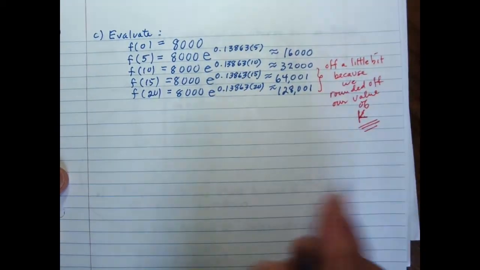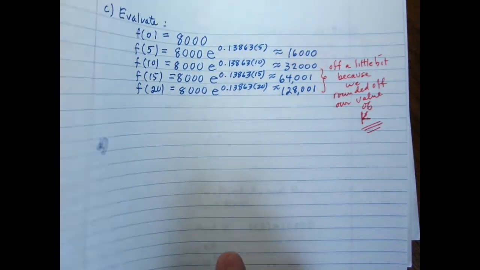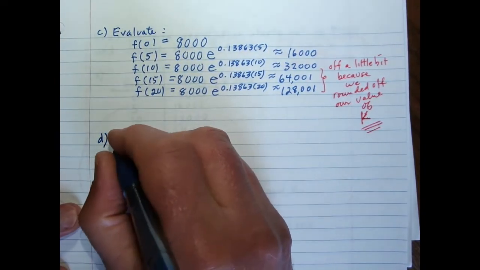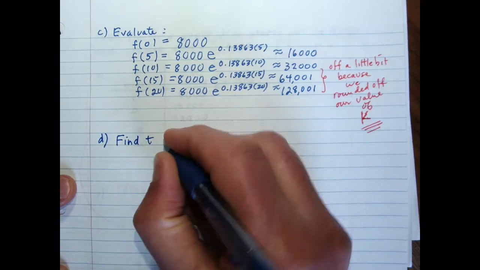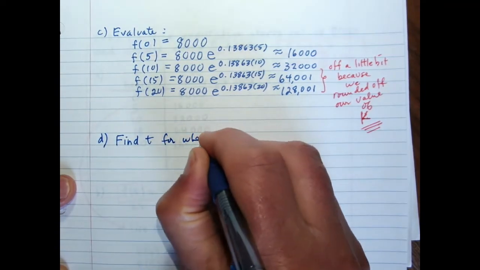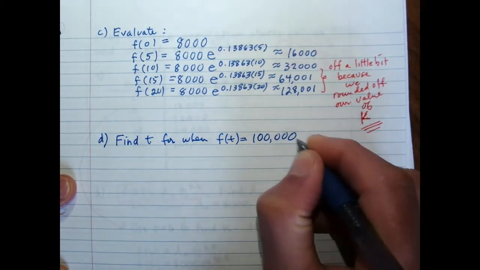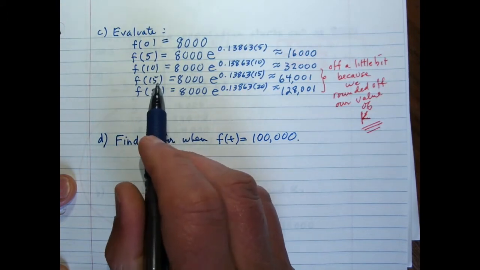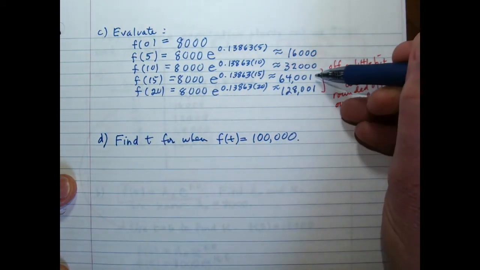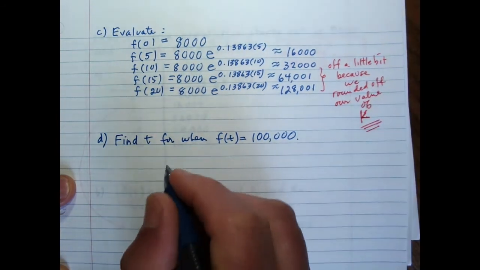Okay. So there's one more part to this one, part D. What we want to do is find out when the population reaches 100,000. So find t for when f of t equals 100,000. I can kind of guess that this is going to be between 15 hours and 20 hours, right? It's going to be between 64,000 and 128,000.